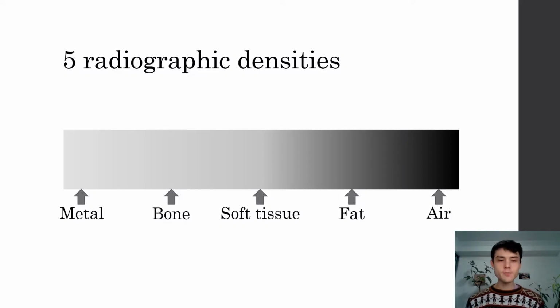First, a bit of theory. Chest x-rays and all x-rays are based on the notion that different materials have different radiographic densities. And this extends all the way from metal, which obscures almost all x-rays, therefore appearing white on a film, through to bone, soft tissue, fat, and air, which transmits almost all x-rays, therefore appearing black on a film.